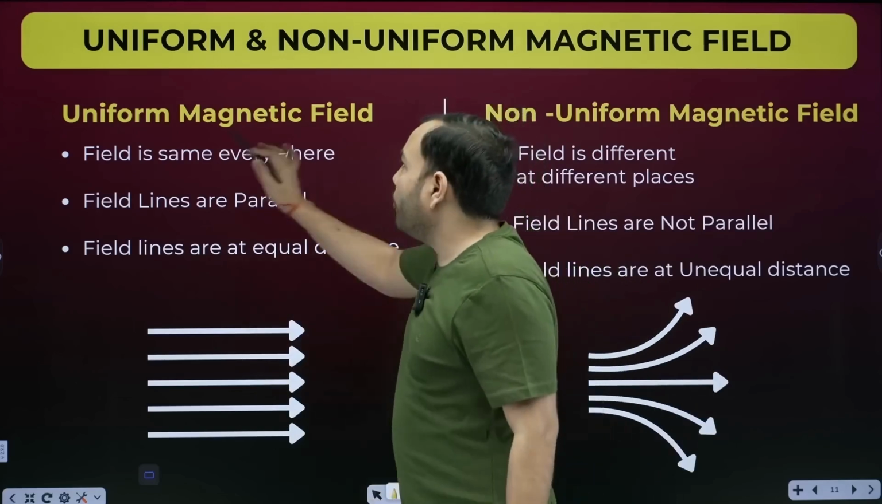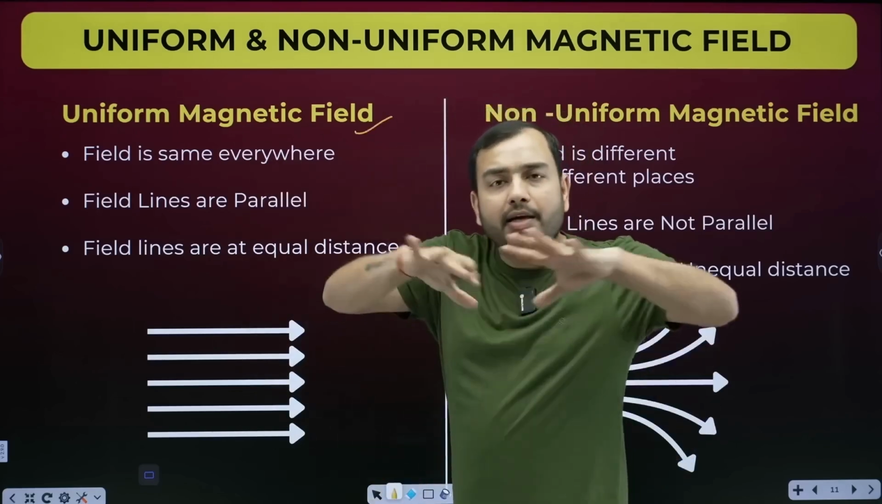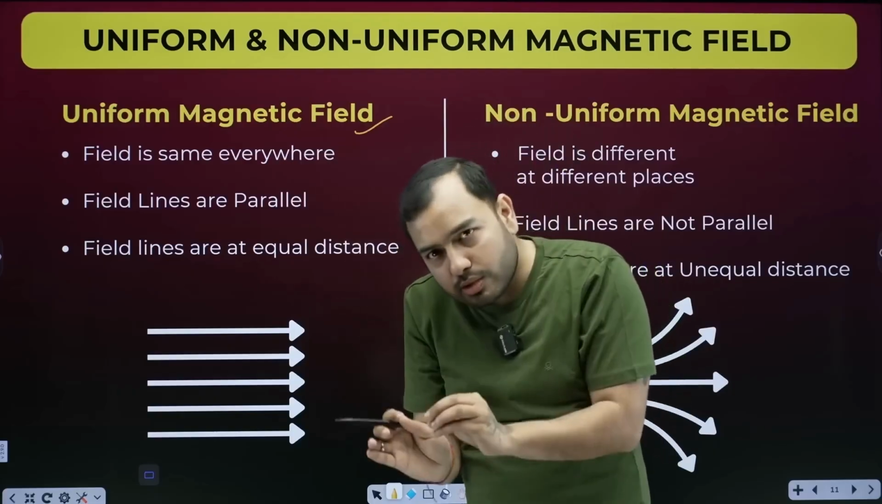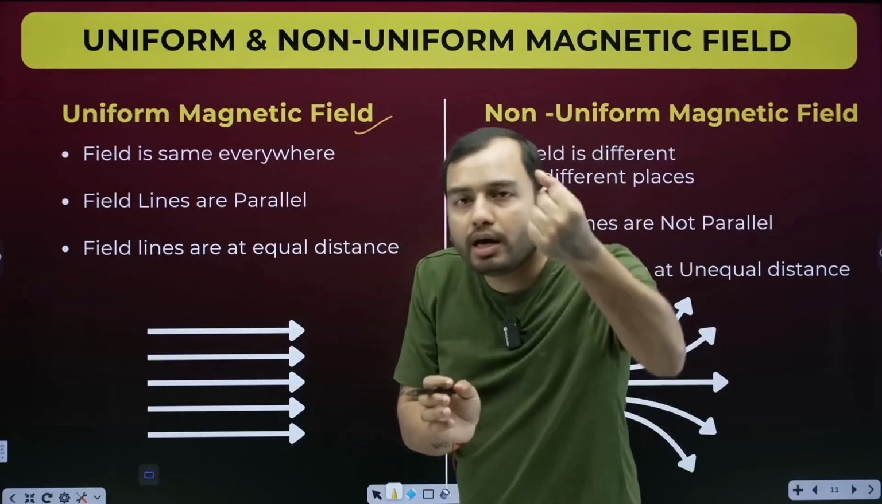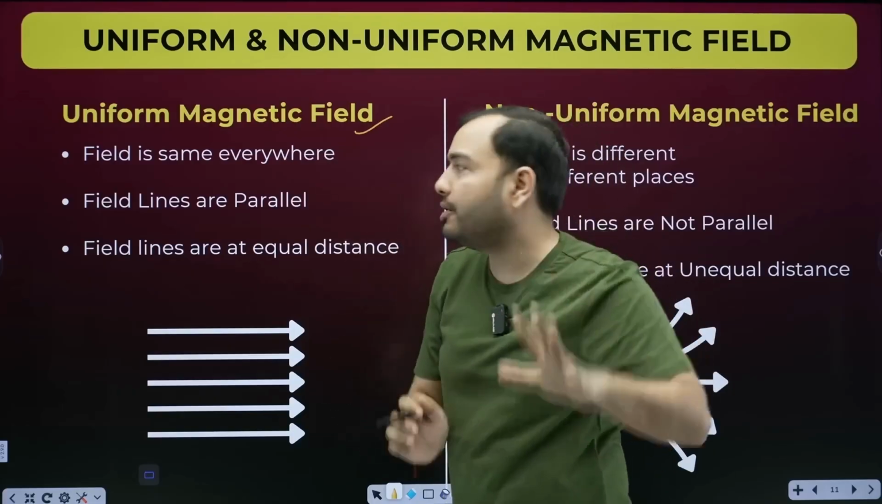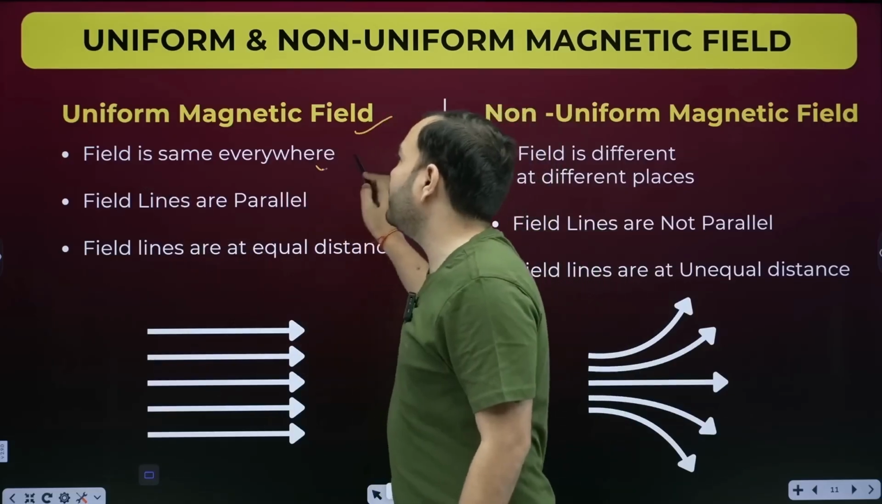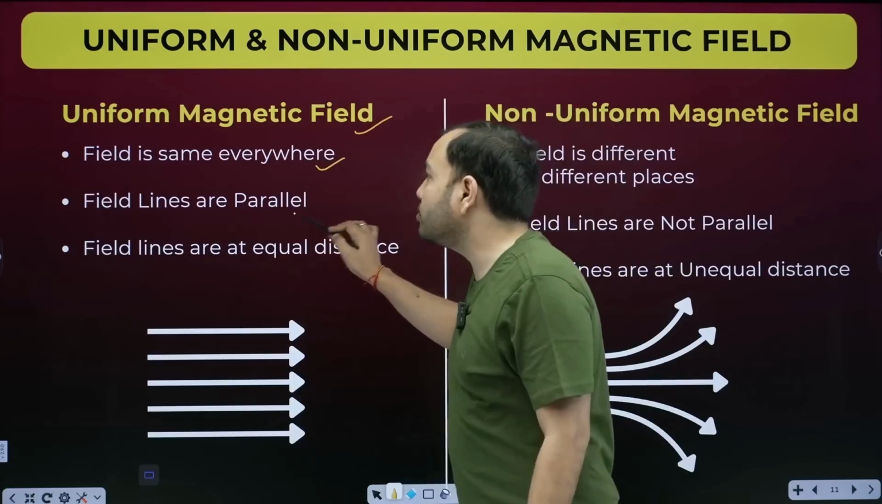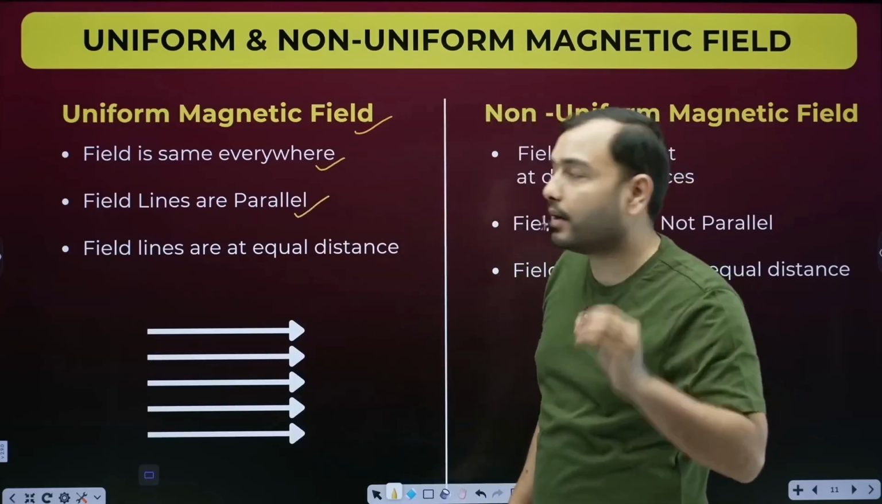Okay. So uniform magnetic field, what? That the magnetic field in that area is same everywhere. The value is also same. The direction is also same. It is equally strong and in the same direction. The field is same everywhere. How are the field lines? They are parallel field lines.